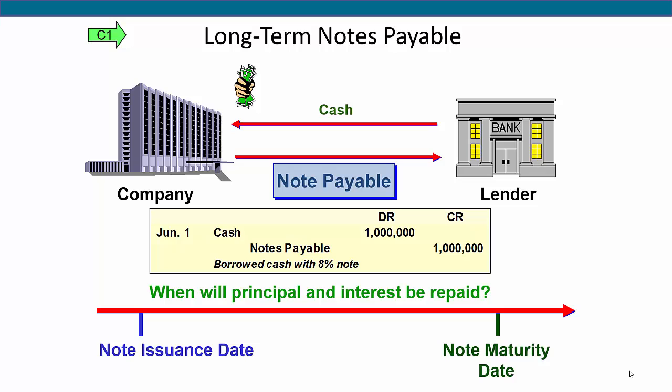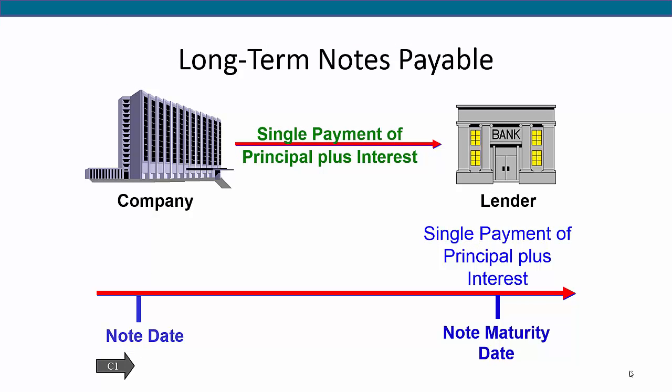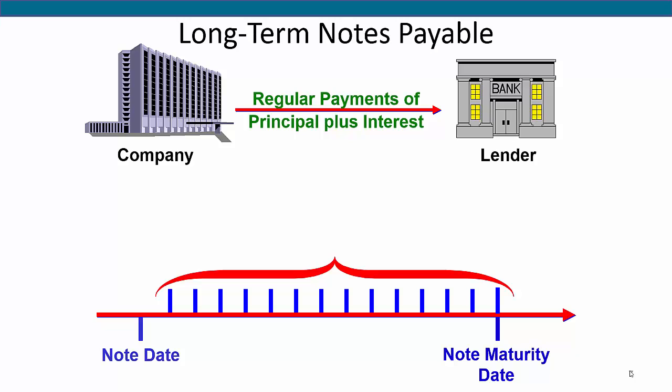Let's look at two common ways to structure the repayment of principal and interest. For some notes, the principal and interest are paid in a single payment at the end of a note term. This is the type of note we looked at in the previous chapter, so you may want to look back at your notes if you need to review these concepts.